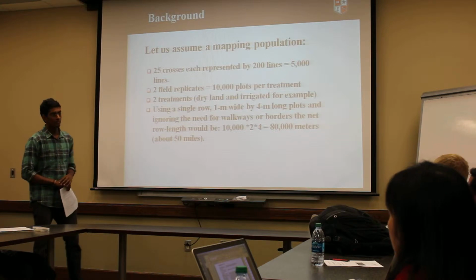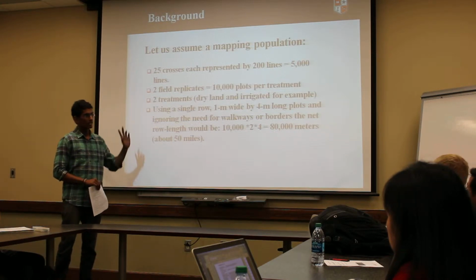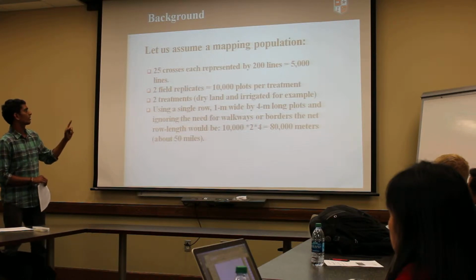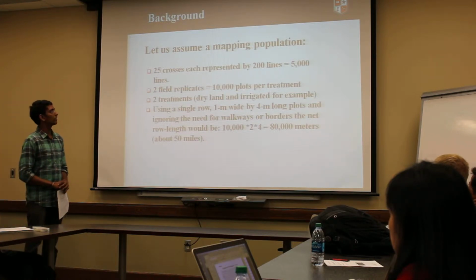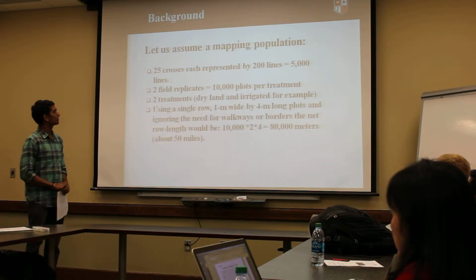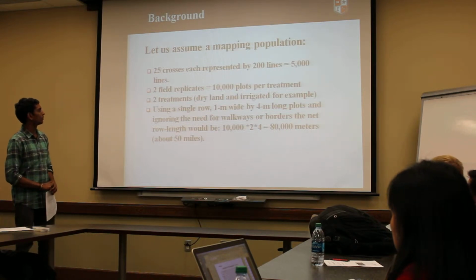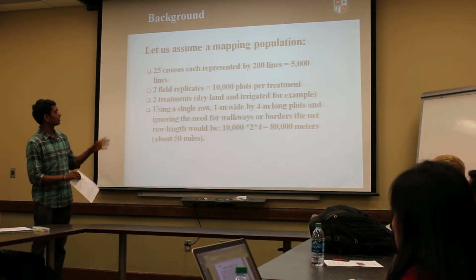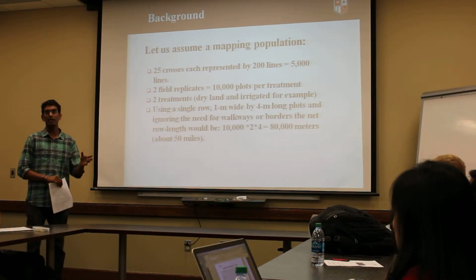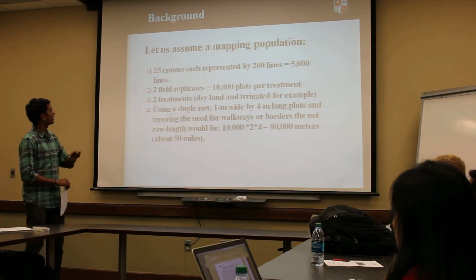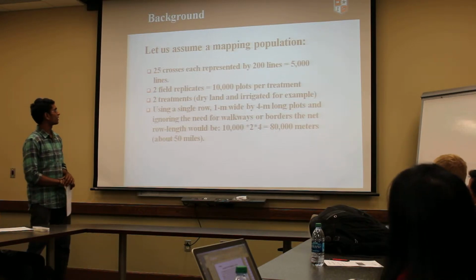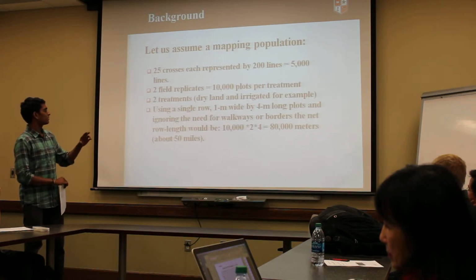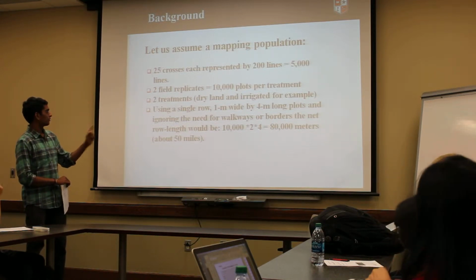So just to give you an idea about the dimension of the problem, consider this simple example. Let us assume a mapping population of 25 crosses, each represented by 200 lines. That gives us 5,000 lines. And if you want to have two replications, that gives us 10,000 plots for treatment. And say you want to treat all of these with dry land and well irrigated land, that leaves us with 20,000 plots. Considering a single row, all this arrangement could probably take up to 50 miles of line.